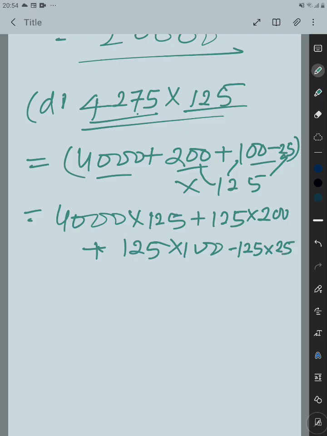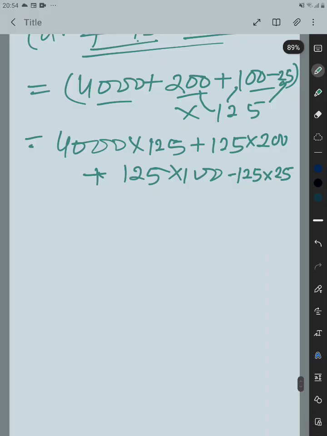Now we'll solve it. If we multiply this one, what will we get? 5, and then zeros. How many zeros will come? We'll get 3 zeros, then we can have 5 and 2 more zeros.